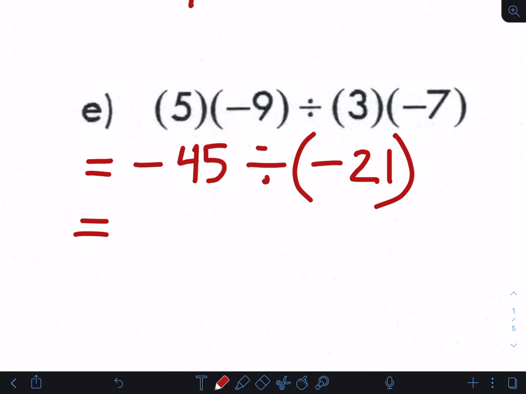And then 45 divided by 21, you might need a calculator for this one. This is going to equal 2.14. So a negative divided by a negative is positive.